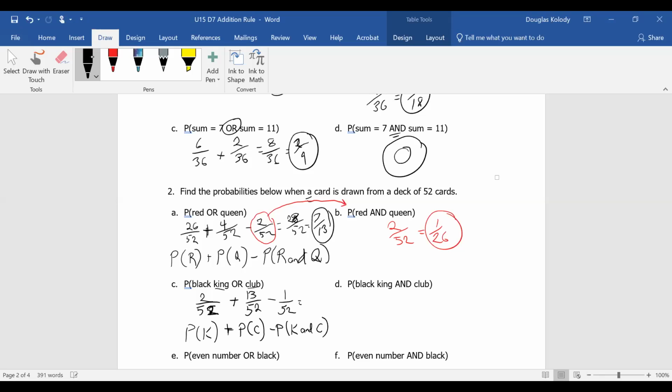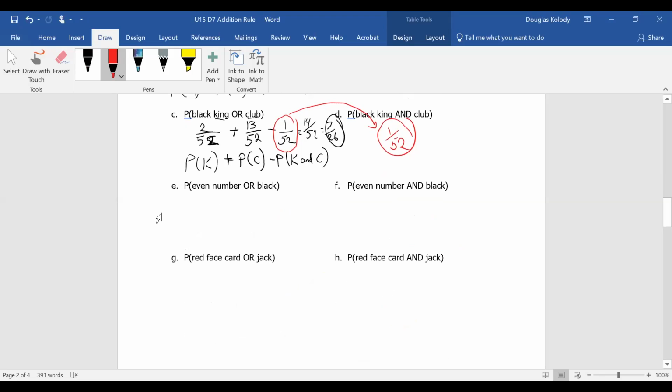So 2 plus 13 is 15. 15 minus 1 is 14 out of 52. And so that becomes 7/26. Once again, king and a club, I've already answered it. It's right here. This is the answer to part D. This is the one card that is both a king and a club at the same time.